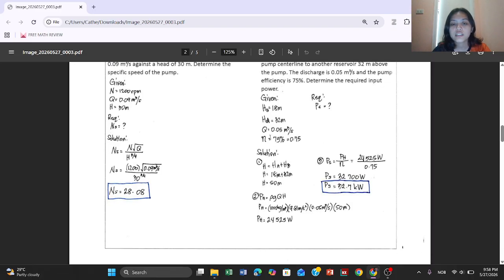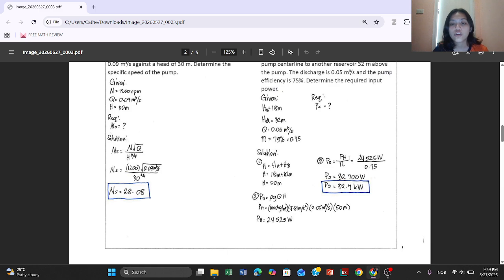So the solution for this is, first we need to have the total head or total height, which is height above plus the height below of the pump, which is 18 plus 32 meters, equal to 50 meters. Next we need to get the hydraulic power. So the formula will be density times gravity times the discharge times the height or the head. We can get 24,525 watts.